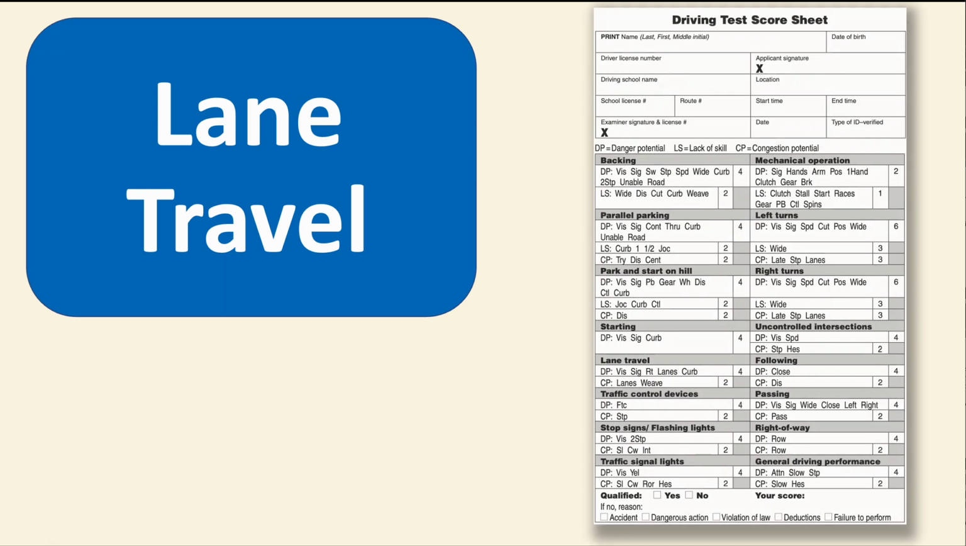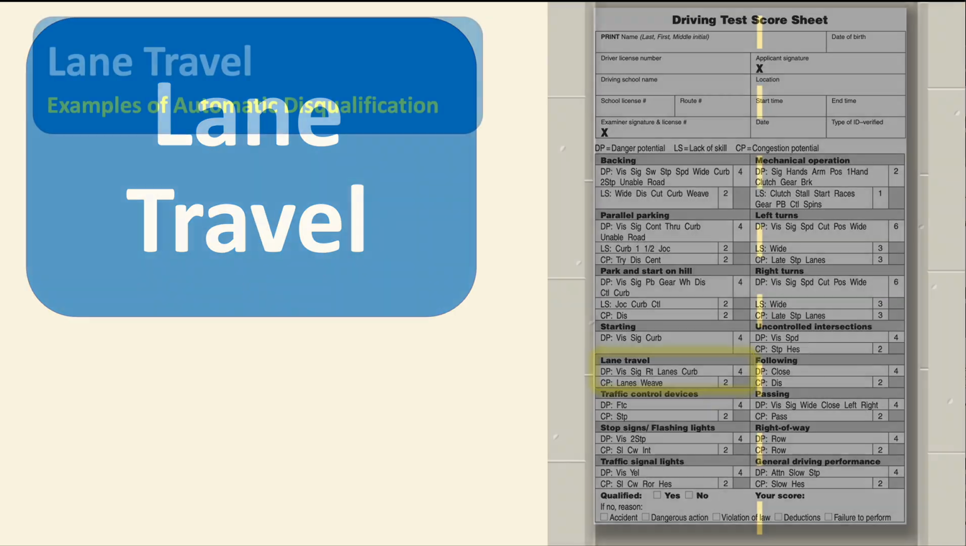If you've got your score sheet in front of you, you'll find it here on the left side, right about the middle. You want to know where this one is because you're going to score it probably every time you go out on a drive test. It's just hard to keep these points. I'll explain why here in a minute.